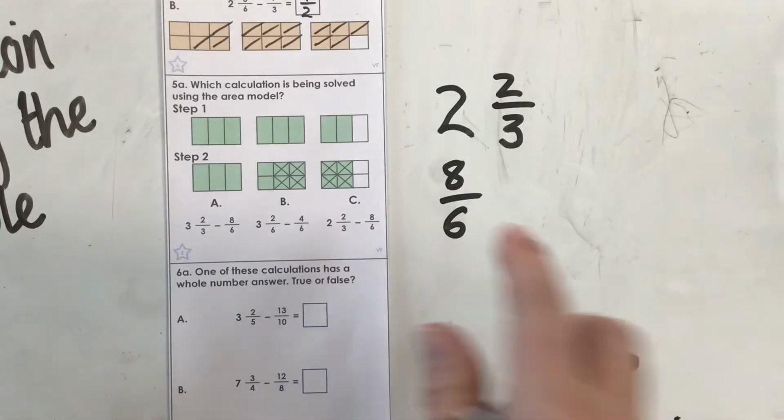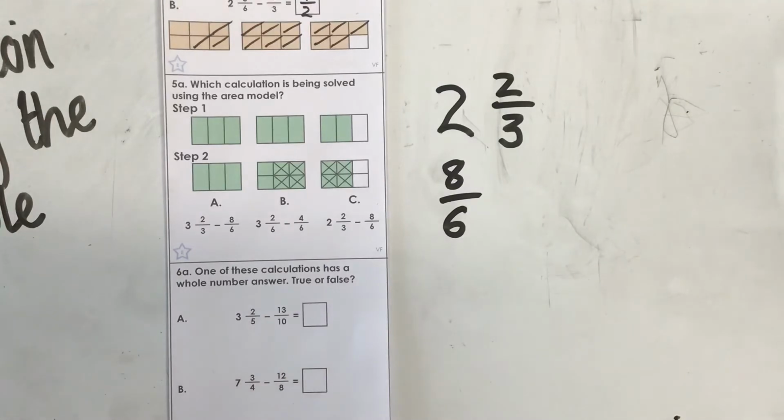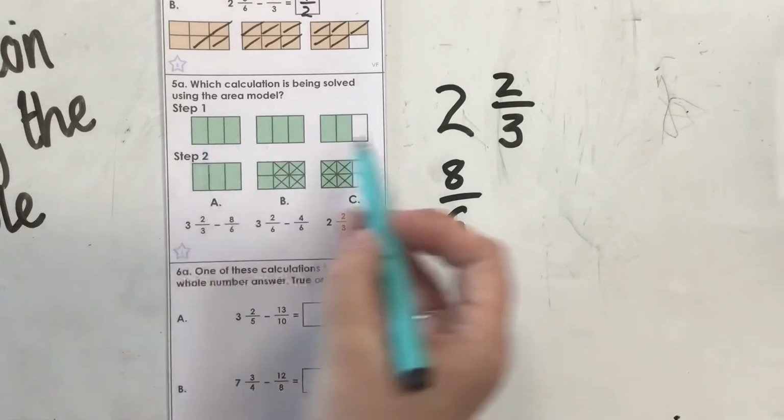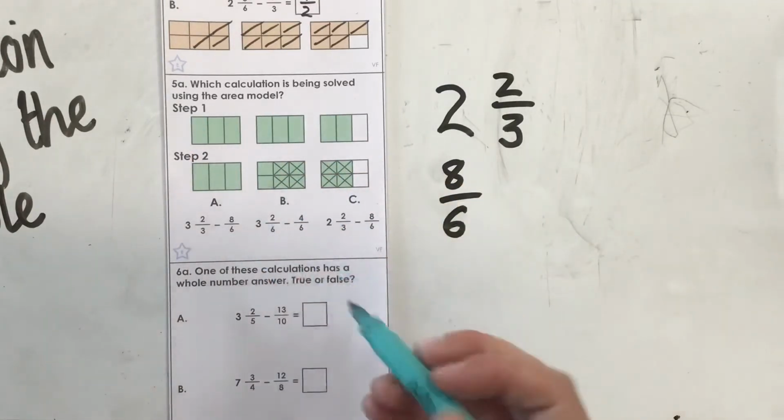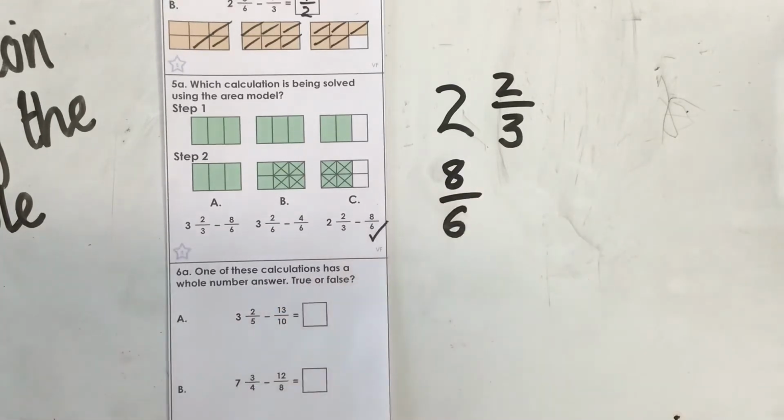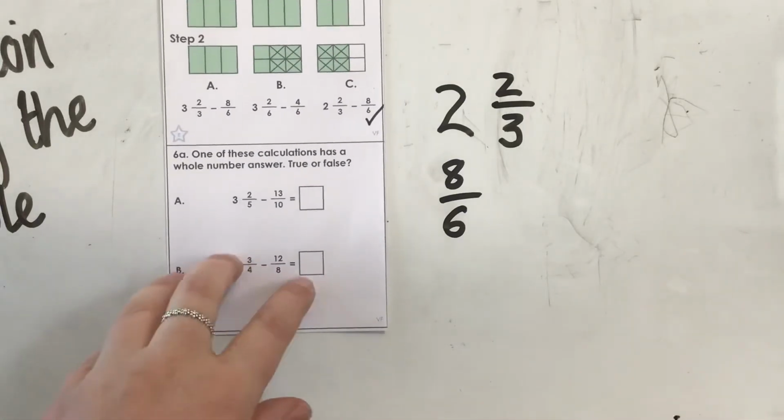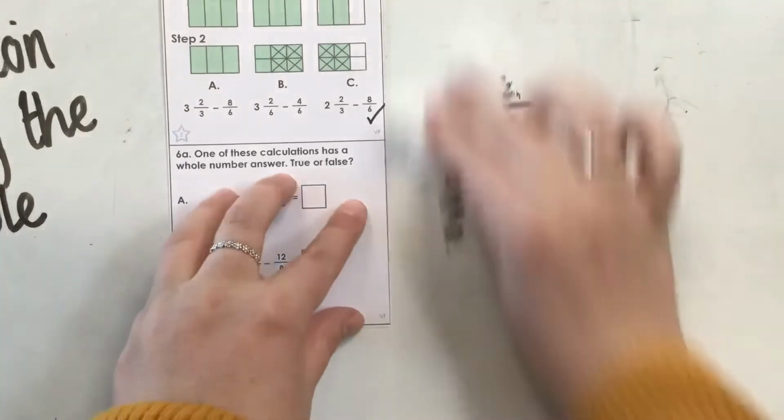So that is all you were doing for that question, is seeing what mixed number did you have here, what did they take away, and that tells me that that calculation matches the pictures that were shown to us there. We'll do the last section and then you can have a go at the worksheet today.